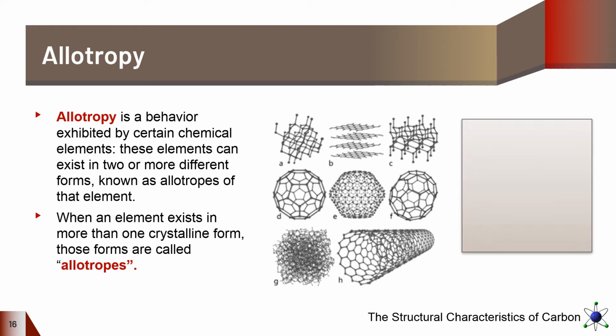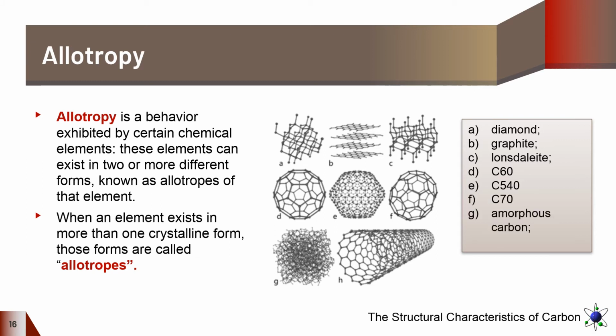Letter A, it is known to be the structure of the diamond. Letter B, that is the structure of the graphite. Letter C, structure of the lonsdaleite. For letter D, that is the structure of carbon-60. Letter E, that is the structure of carbon-540. Letter F, that is the structure of carbon-70. Letter G, that is an example of the structure of amorphous carbon. And letter H, that is the structure of carbon nanotube.